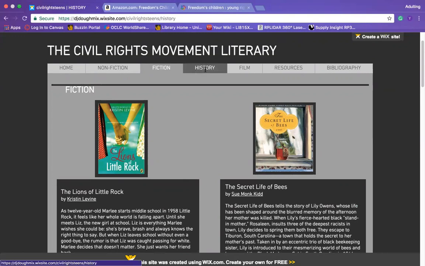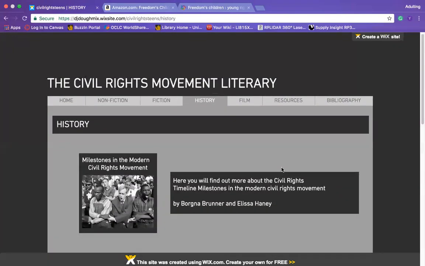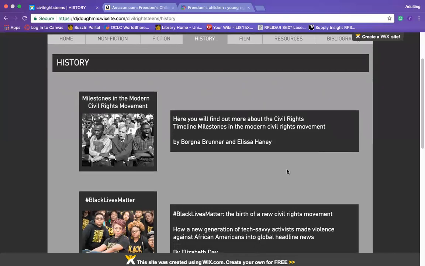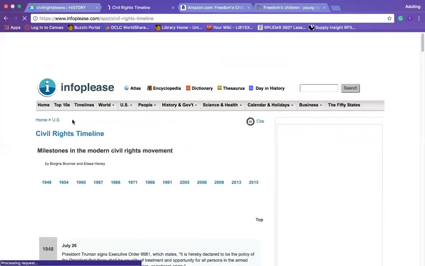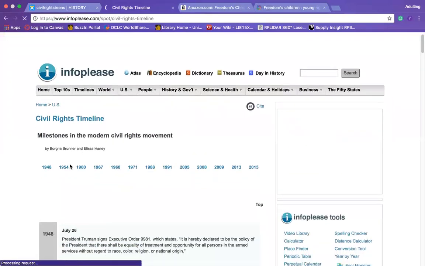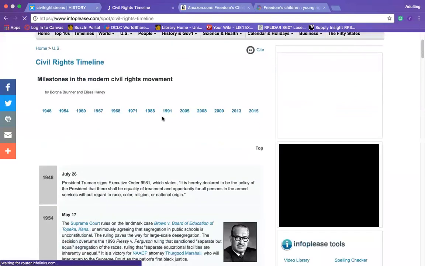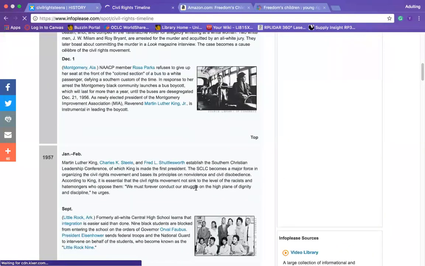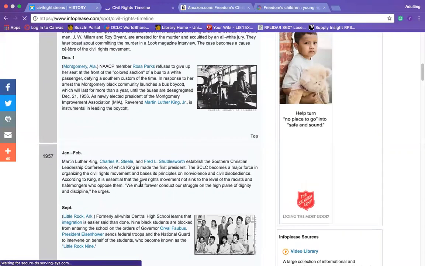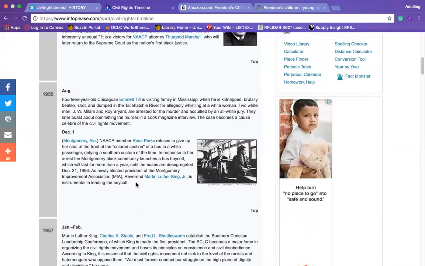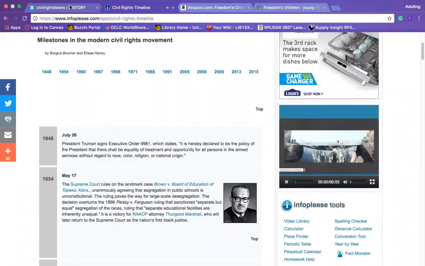Going on to history, the history page in this website covers different things like the milestones in the modern civil rights movement. Clicking on the icon will lead the student over to the civil rights timeline provided by Info Please and other forms of descriptions, so that students can quickly understand the different times within a decade, within a year, to quickly find out how the civil rights movement progressed.